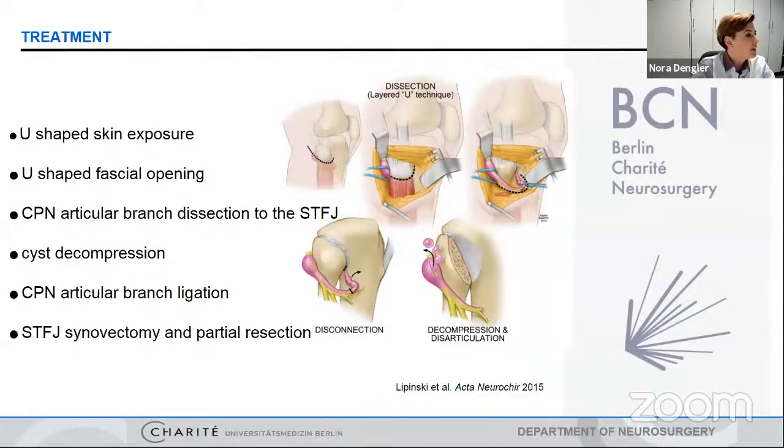So treatment, and this is something that I want to put an emphasis on, as when I was trained, I was already proud that someone told me, oh, you have to ligate the articular branch to prevent that a recurrence of a ganglion cyst occurs. So it is not only the decompression of the nerve, but it is also the prevention of the recurrence.